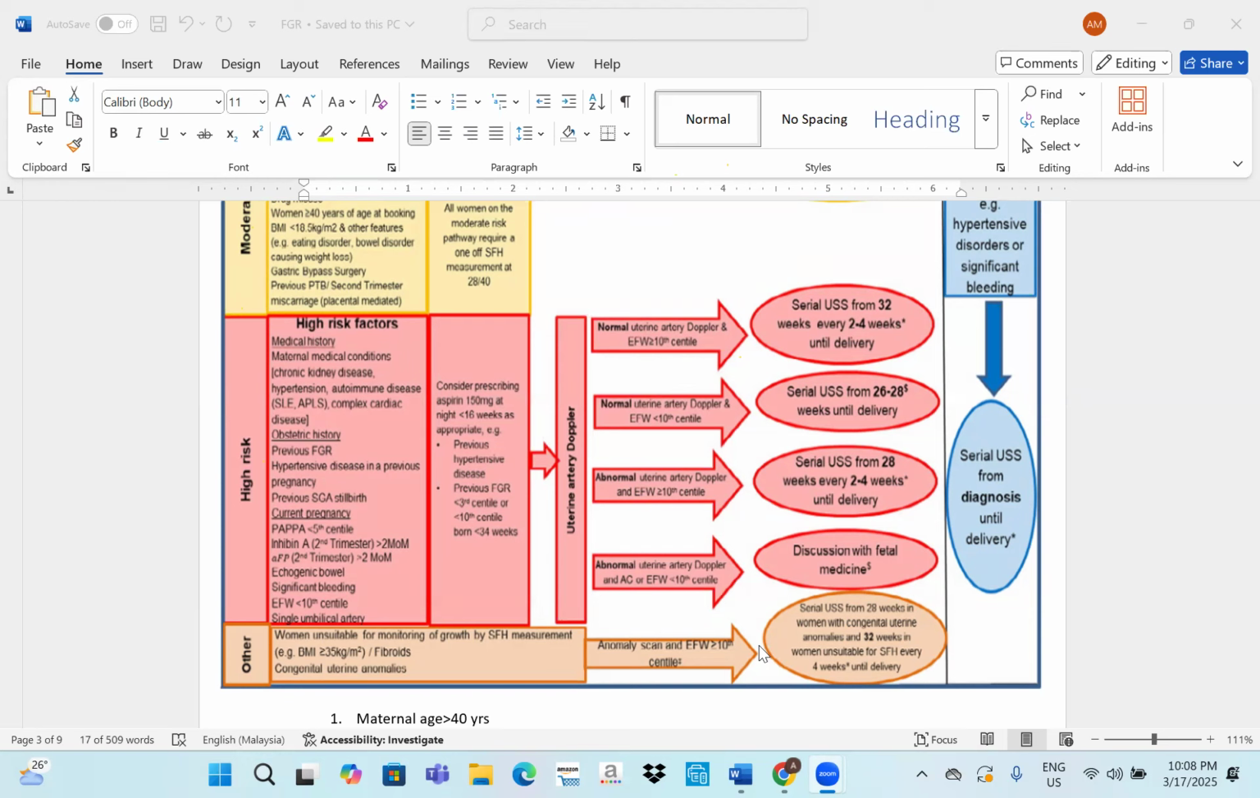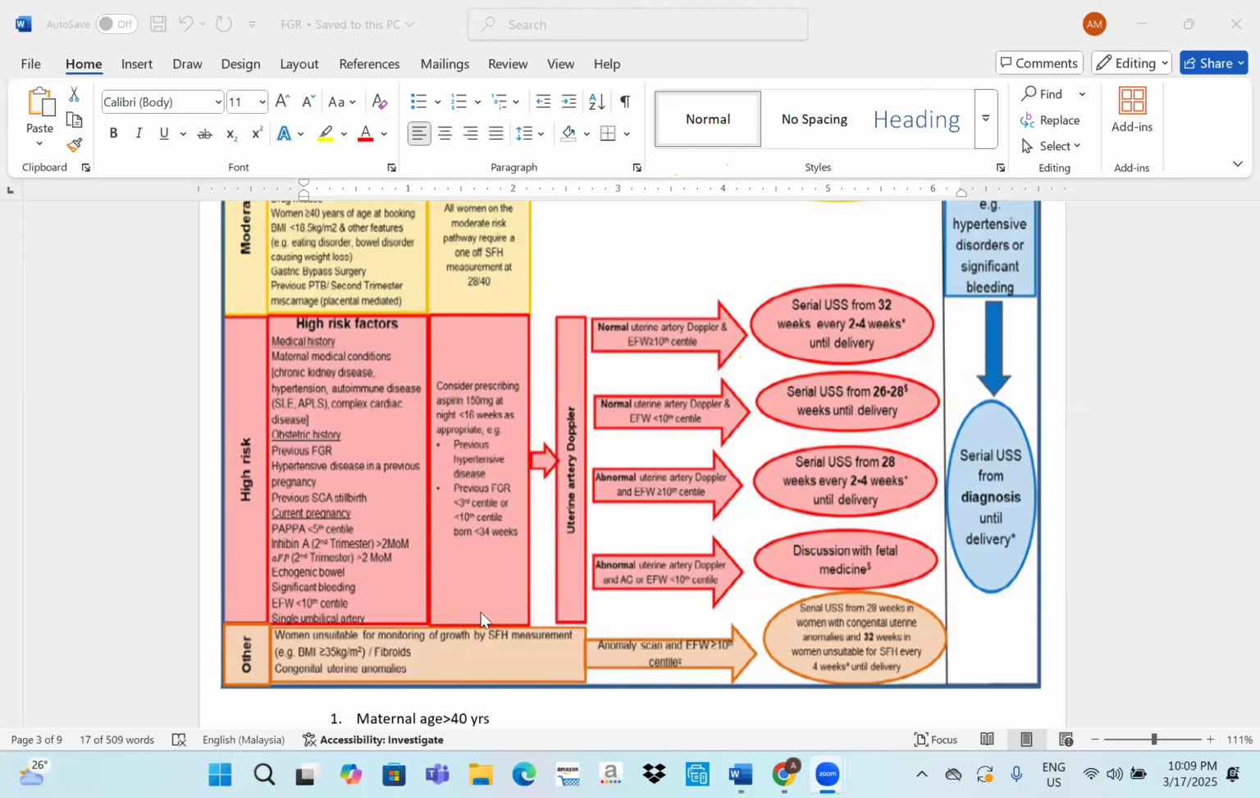For fibroids, also from 32 weeks, every 4 weeks till delivery. Just for the uterine anomaly, specifically the septate and the bicorporeal uterus, you will start doing the growth scans from 28 weeks. Okay.